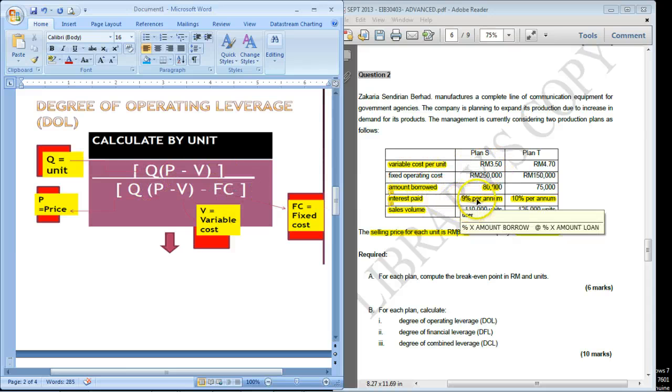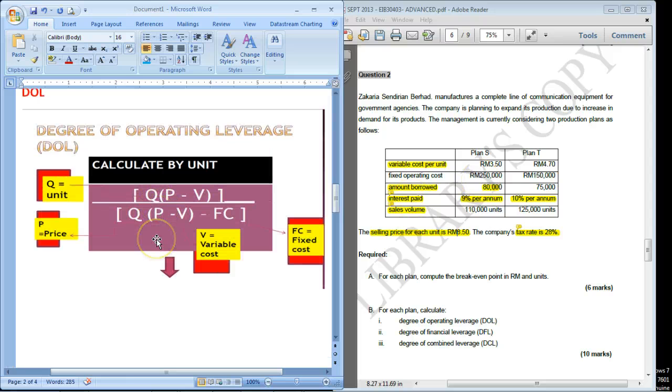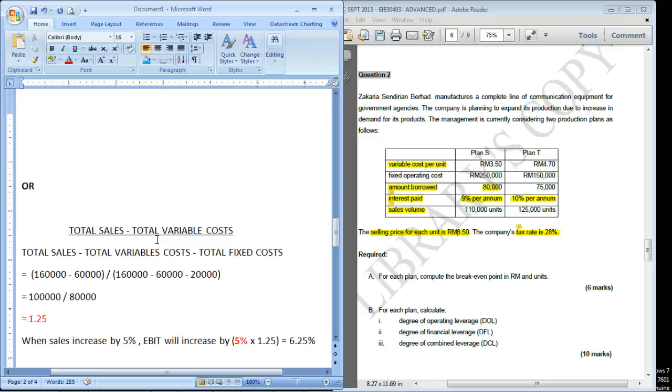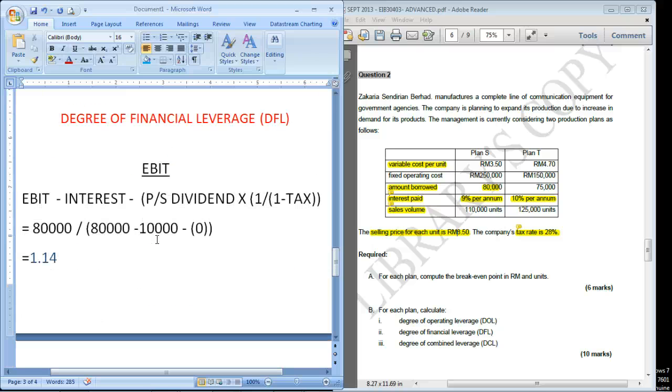Fixed cost, 250. You can also use this formula. I accept both. Or DFL, but for DFL you cannot use this information. That's why, class, I advise you, please don't calculate directly.